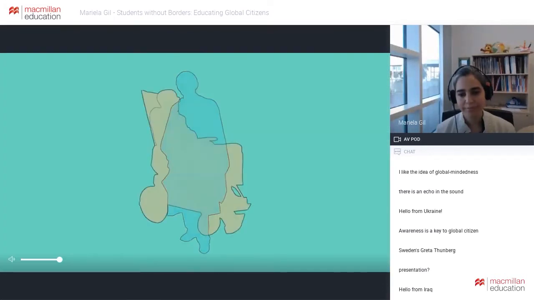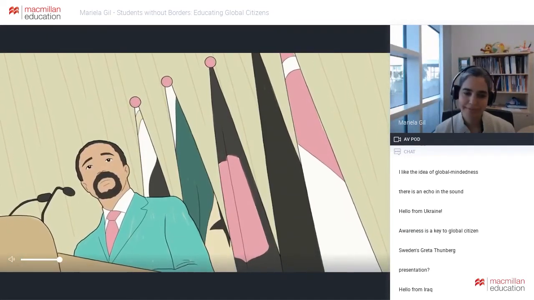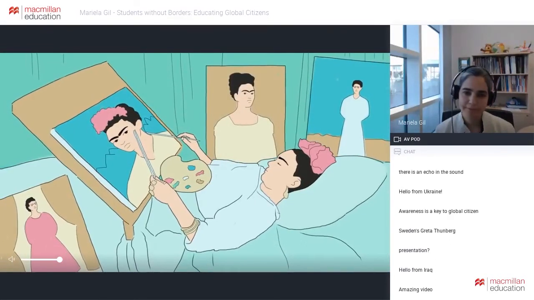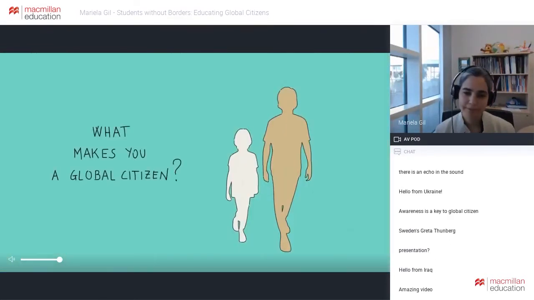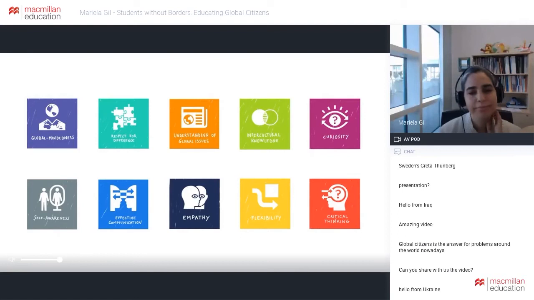Global citizens come in all shapes and sizes. They can lead international organizations that bring countries together or teach the world about culture through art. So ask yourself, what makes you a global citizen? How do you want to make the world a better place? And what qualities do you have to help get started right now?